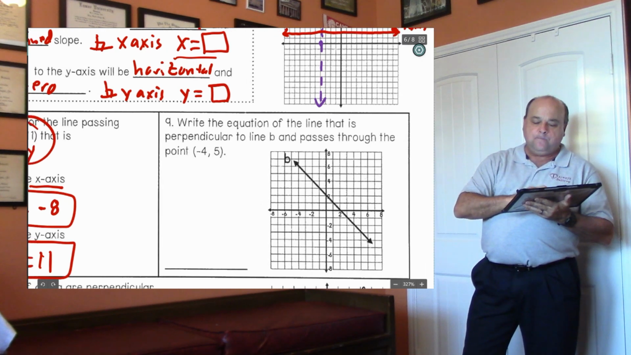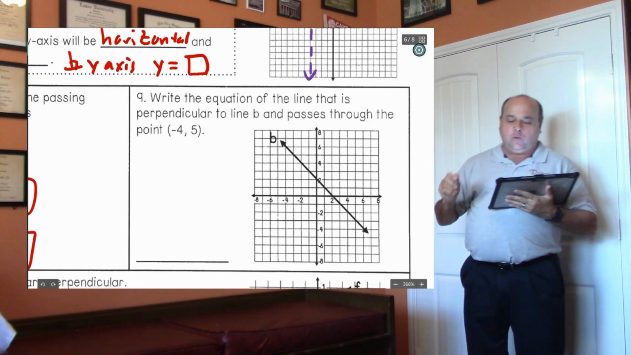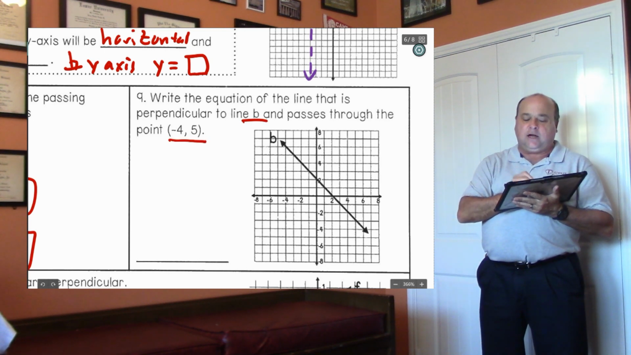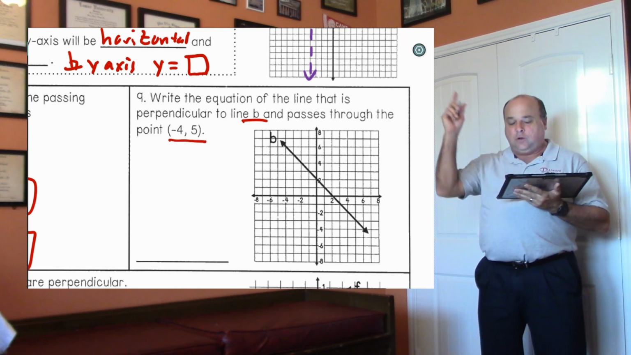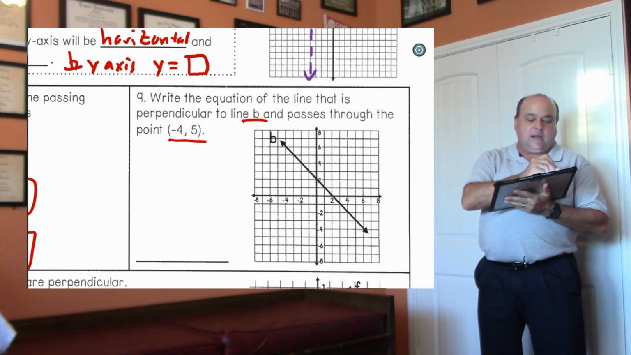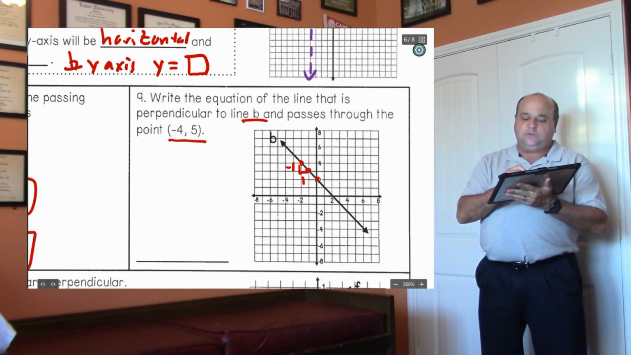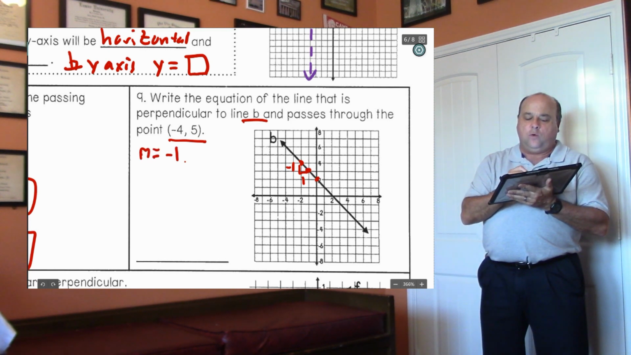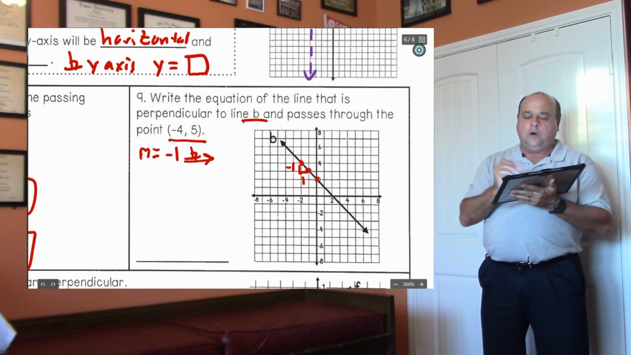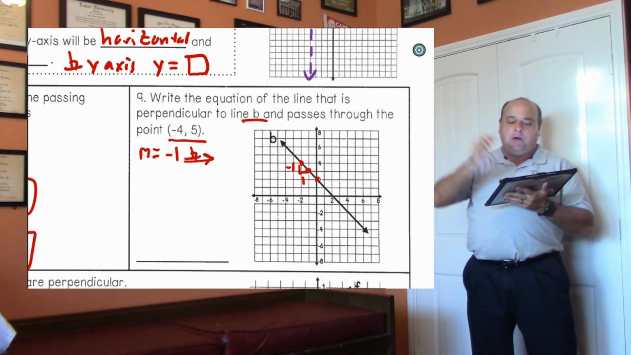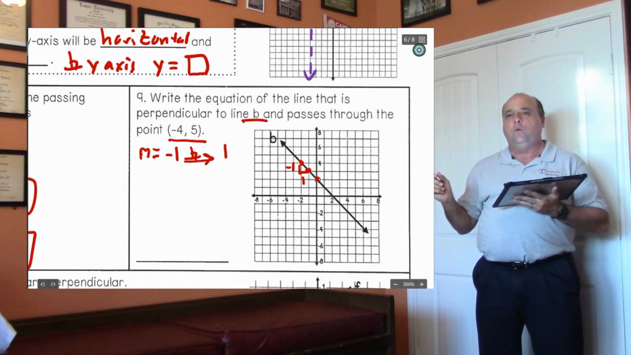Let's go to number 9. Write the equation of a line that is perpendicular to line B and passes through (-4, 5). So let's find the slope of this line. We've got to find some grid points, don't we? And notice this line is just going down 1 over 1, right? So put down m equals -1, draw a bar, put a perpendicular slope. What happens if we flip 1 over 1? We just get 1, but it won't be -1, it'll be +1, won't it?